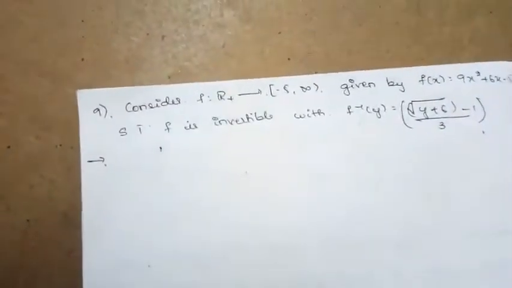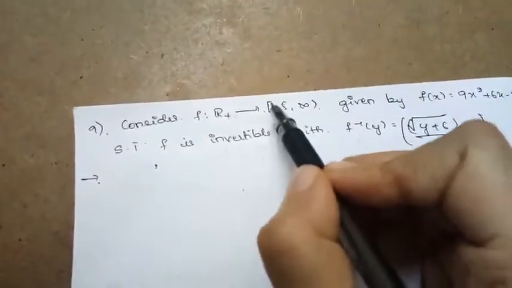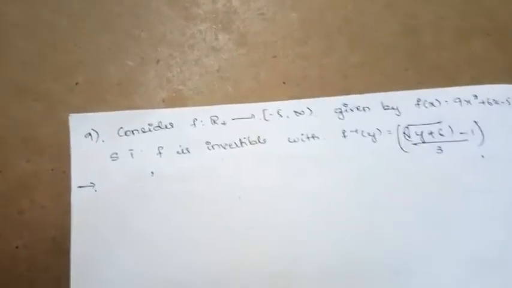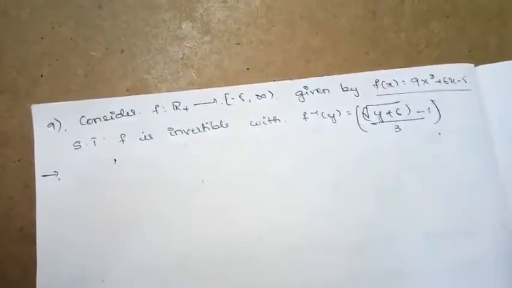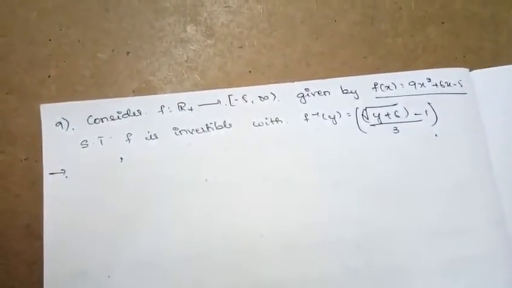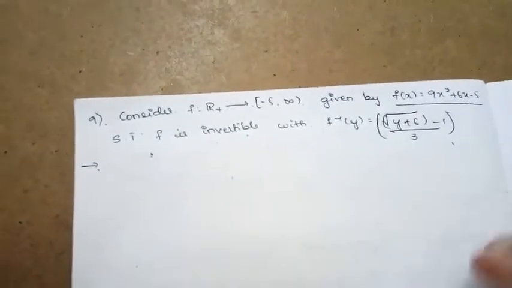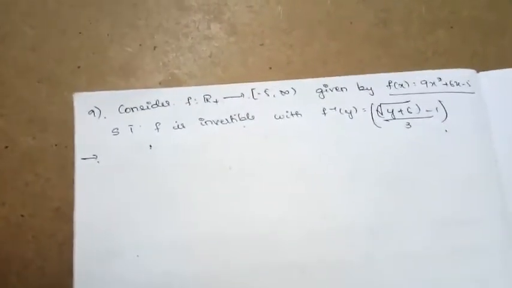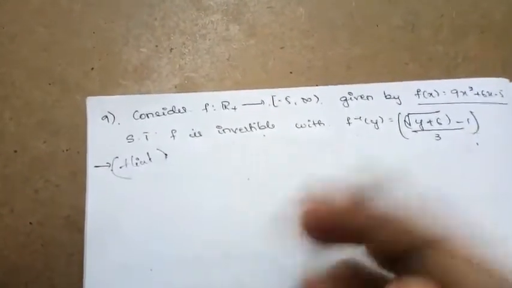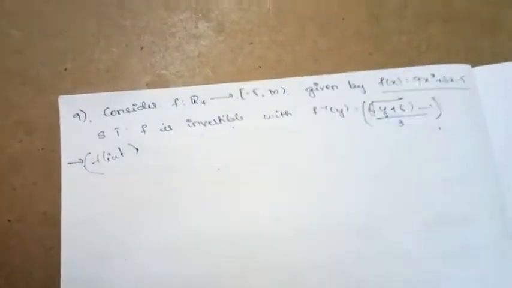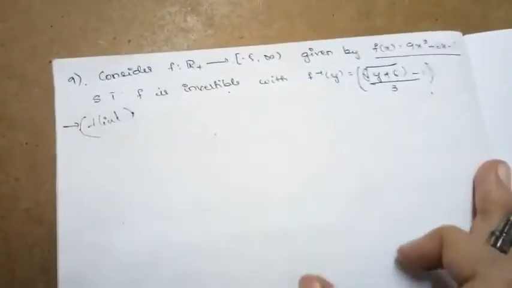So the next question: consider the function f from the set of positive real numbers to the set from minus 5 to infinity, and the function is given as f of x is equal to 9x square plus 6x minus 5, and we need to show that f is invertible with the inverse they have given. So again I am giving here only hints on how to solve this one. Solving part is for yourself, because all the procedures are the same which I have already explained.